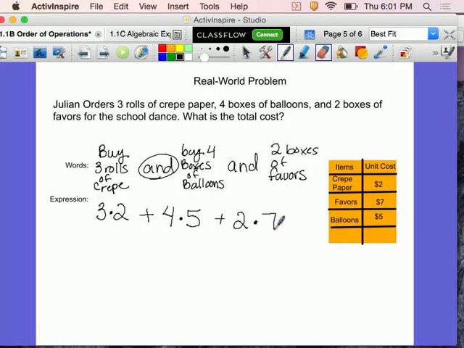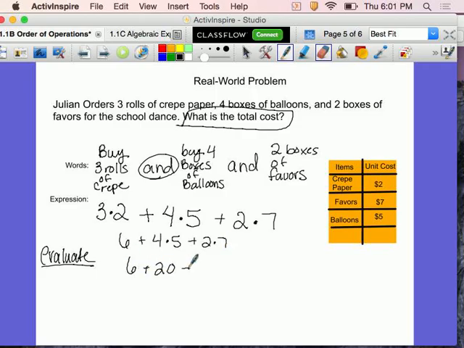So I expect in your homework to see the words and the expression, and then of course the question asks us the total cost, so we need to evaluate it as well. And showing your work, so 3 times 2 is 6, plus 4 times 5, plus 2 times 7. And then 6 plus 20, plus 2 times 7, and then 6 plus 20 plus 14. And now I can add them together, so that's 26, 36, 40.